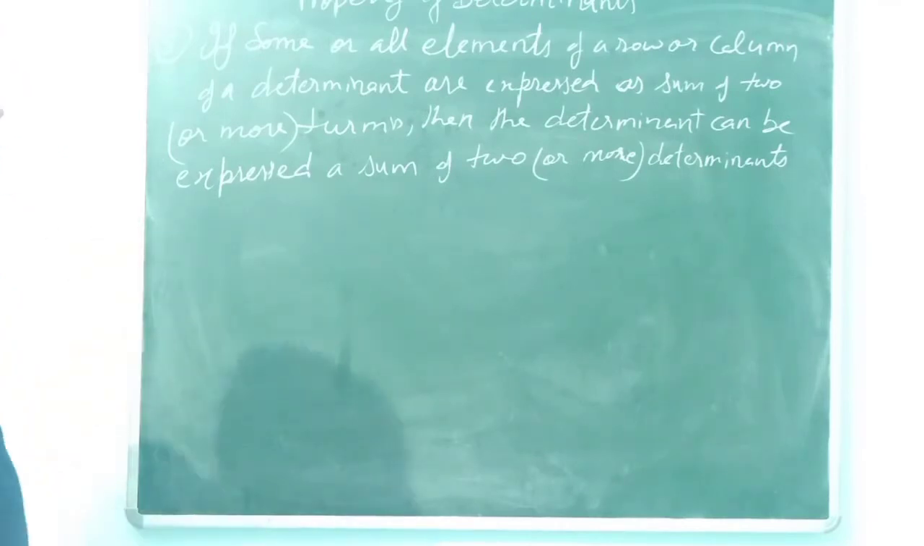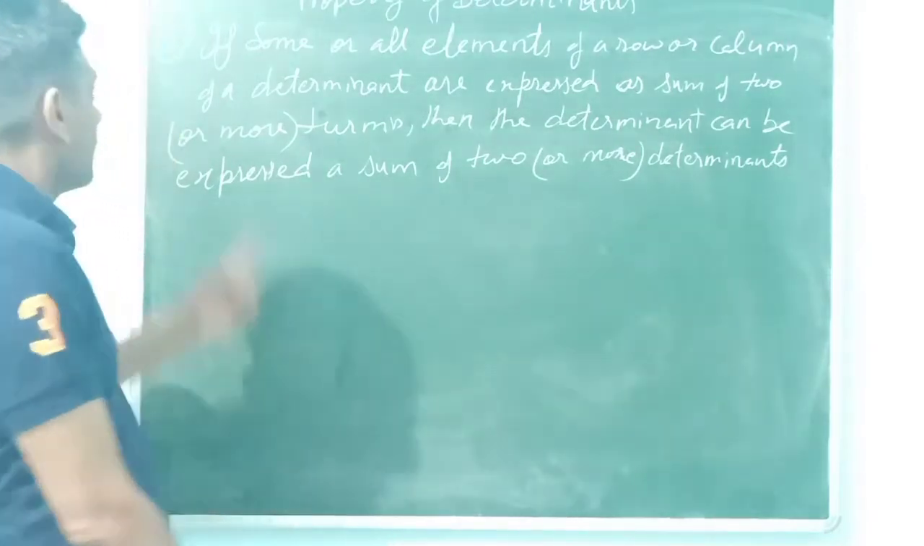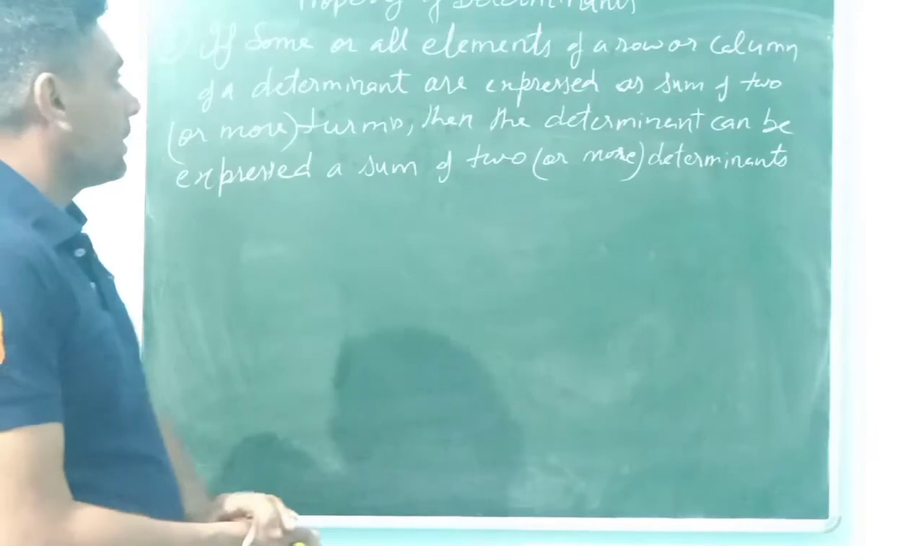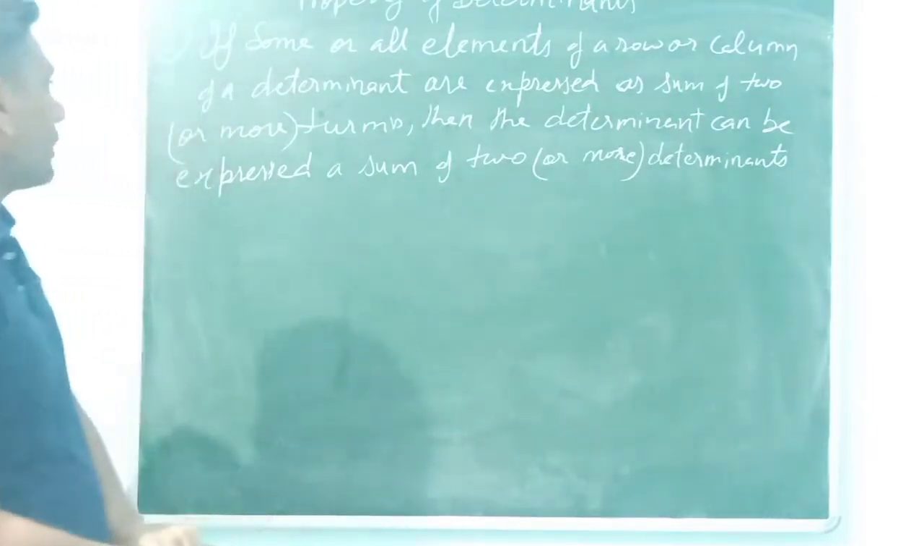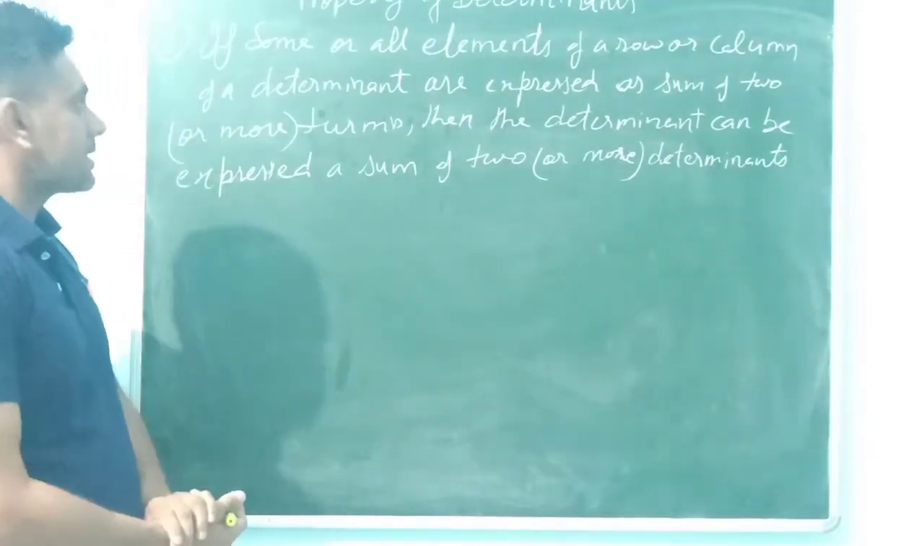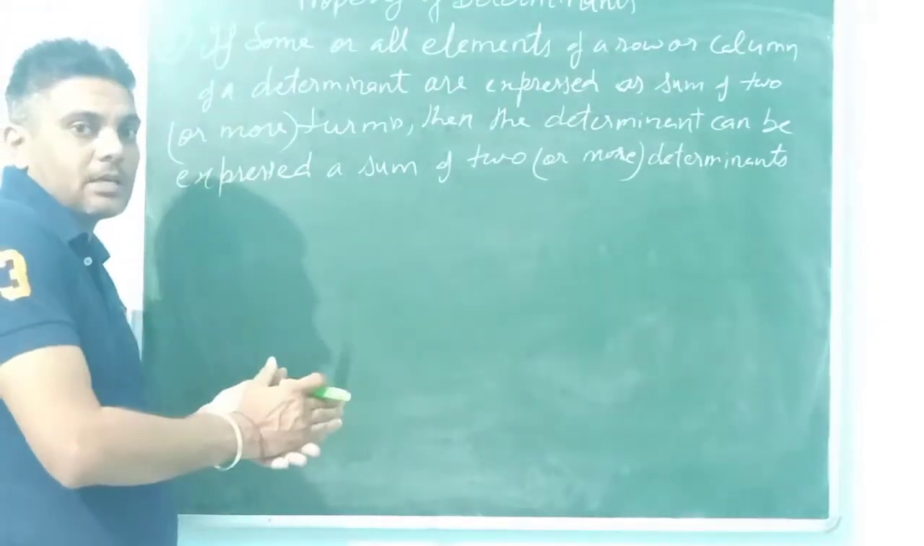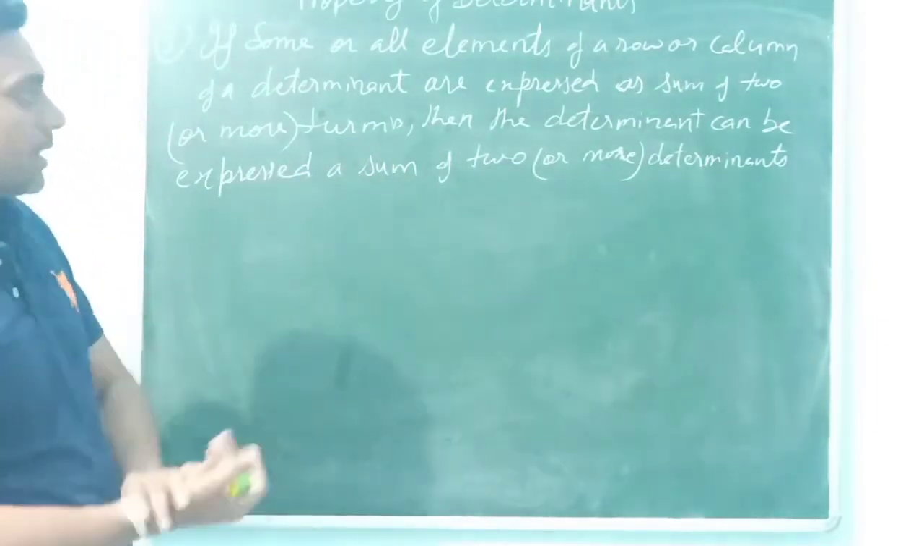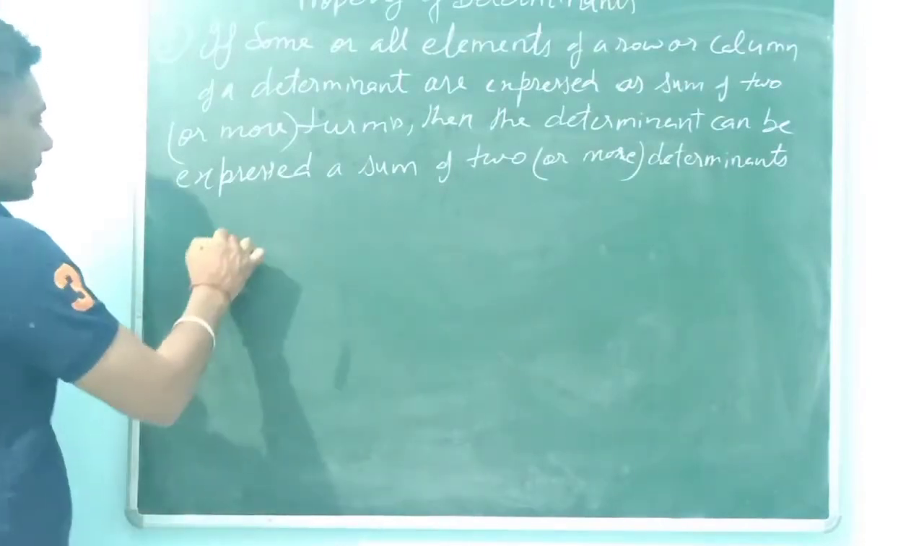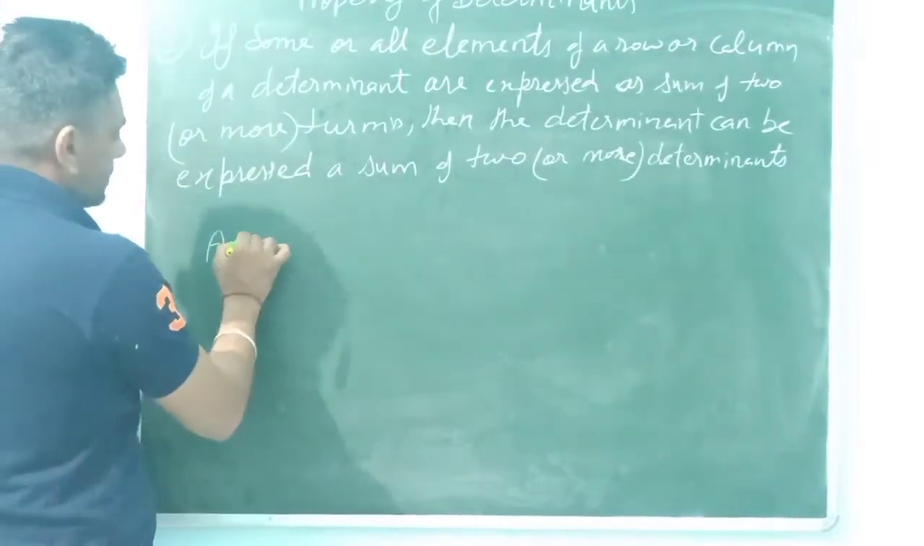This is property number 5. Here, if some or all elements of a row or column of a determinant are expressed as sum of two or more terms, then the determinant can be expressed in terms of two or more determinants. Take an example. A is a determinant.